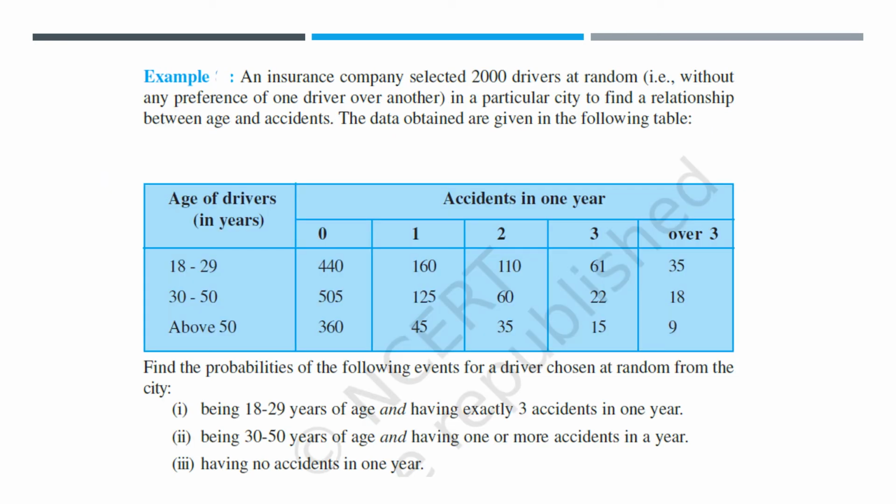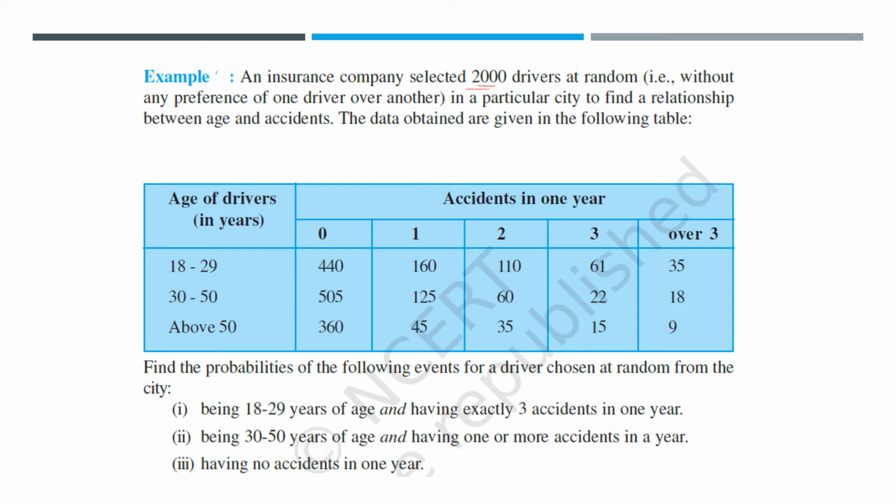Let's look at one more problem here. This looks a bit heavy. All right, what is this example here? An insurance company selected 2000 drivers at random, without any preference of one driver over another. Basically, that is saying it's random. In a particular city, to find a relationship between the age and accidents. The data obtained are given in the following table.